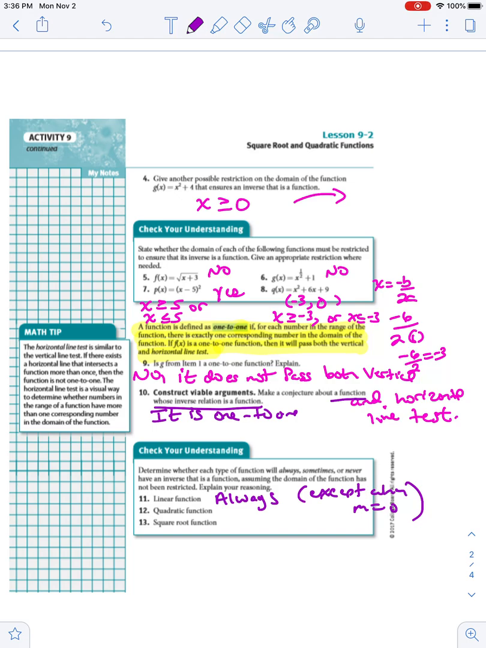Quadratics, well, we'll have to always restrict the domain. Quadratics always bend on their side, and then we have to restrict the domain. So their inverses are never functions until we restrict, because they look like this. Square root functions are always, because square root functions look like this, and they pass both the vertical and the horizontal line test, so that's going to be always. Okay, so I kind of feel like 11 should really be a sometimes answer, but they listed it as always, except for when m is equal to 0.